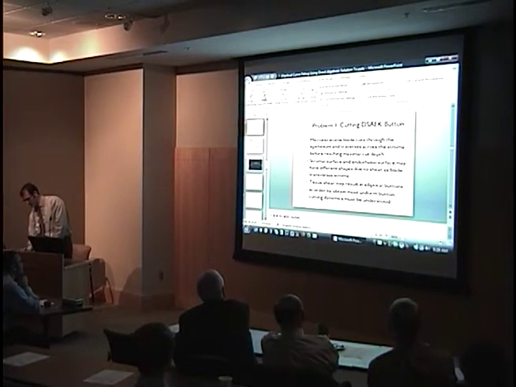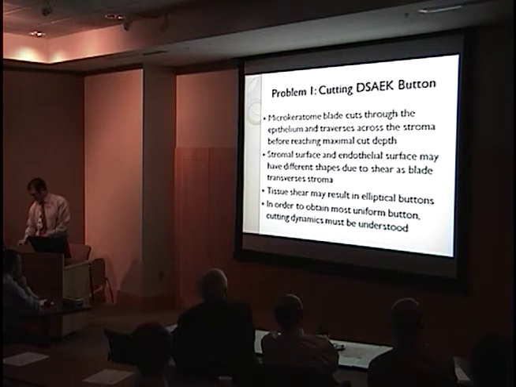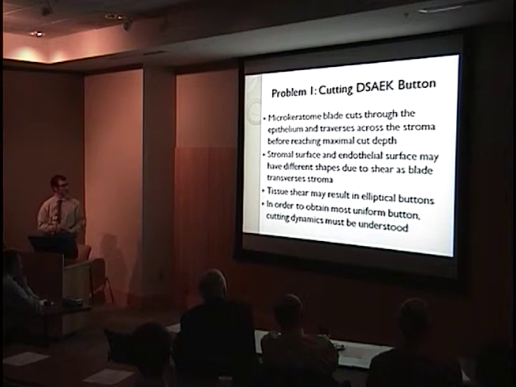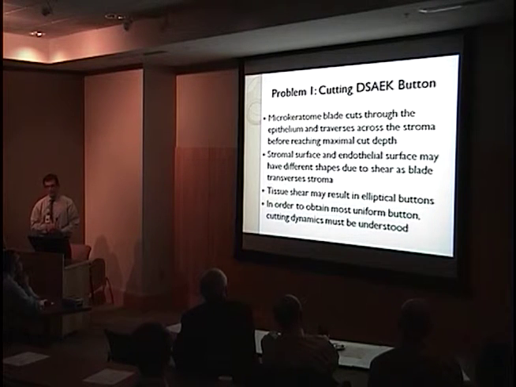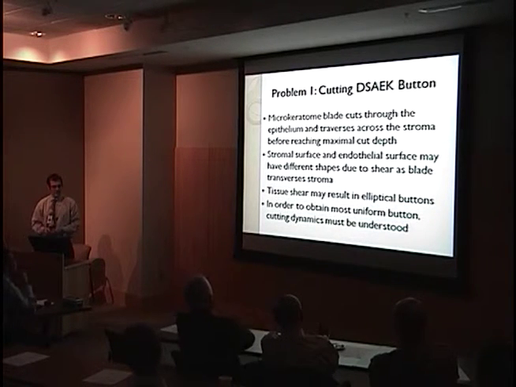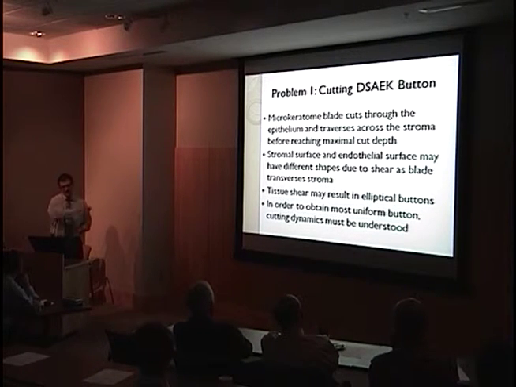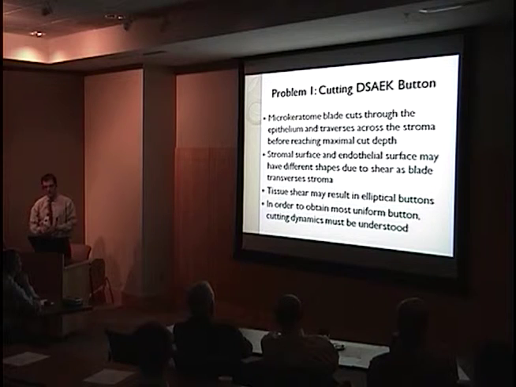So now we're going to actually get to things that involve the eye instead of just math. The reason I started this was Yusuf came to me and said, I've got this problem with cutting DSEK buttons. When we make the incision through the epithelium and across and back out, it's not always completely round. And we're concerned that maybe we're incorporating tissue from the stromal edges as we make these cuts.